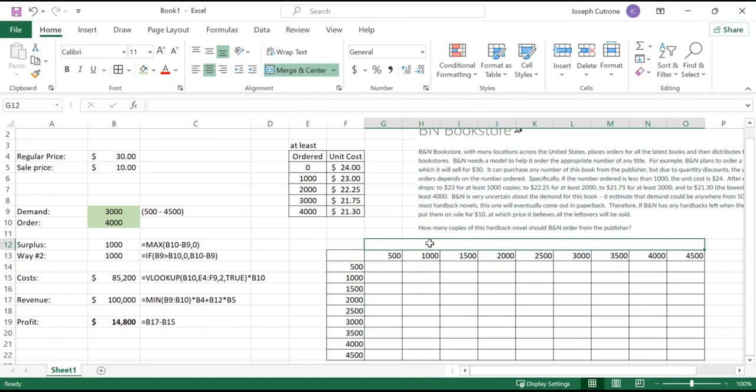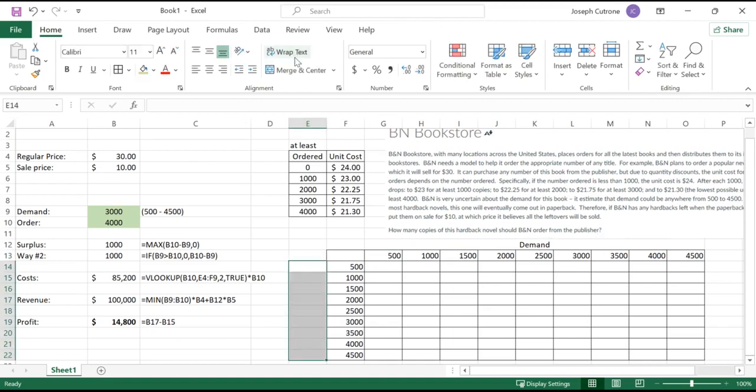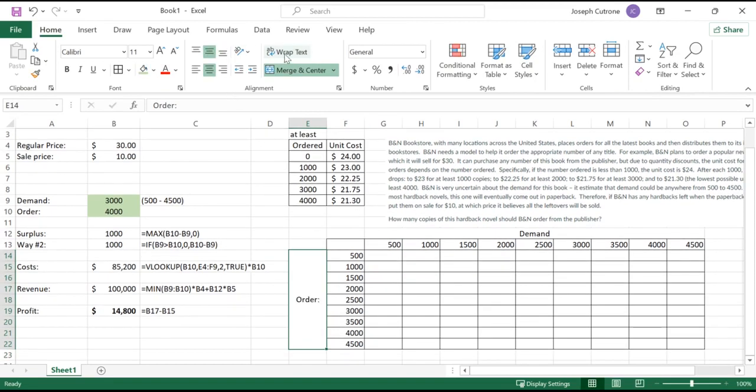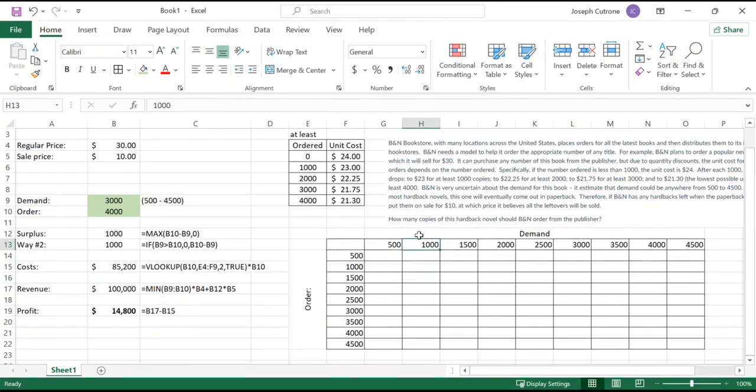I can have my demand. Again, I'm told it's between 500 and 4,500. And then on the side, merge this as well. This would be my order amount. And we can play around with the spacing here and we can turn the text vertically. You can have some fun typing sideways.